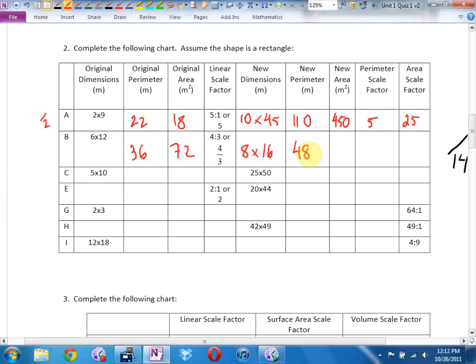Is the new area 128? Woohoo! I'm on a roll, Mr. Dueck. Conversion factor, or perimeter scale factor is the same as the linear, 4 to 3 or 4 over 3. Area scale factor is going to be 16 over 9 or 16 colon 9. Same idea, out of 2, half mark off for each square that's wrong.